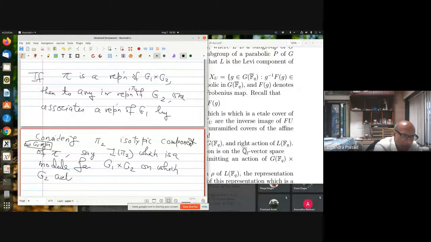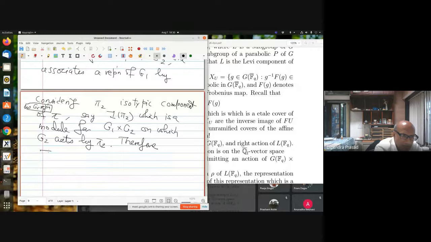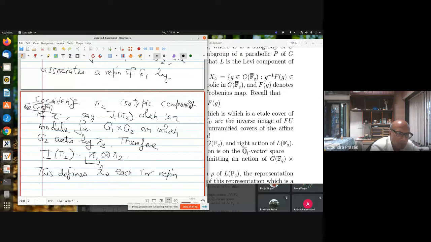And therefore, I pi 2 will be some representation pi 1 tensor pi 2. Because pi 2 is irreducible, and this is a module for G1 cross G2, any irreducible module is some pi 1 tensor pi 2, but it's the same pi 2 because it's fixed, and therefore you will add it up. So this defines to each irreducible representation a representation, not necessarily irreducible.